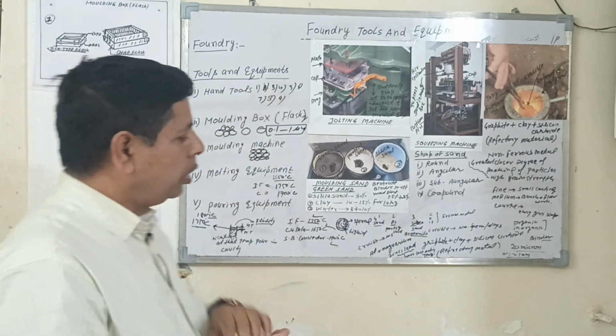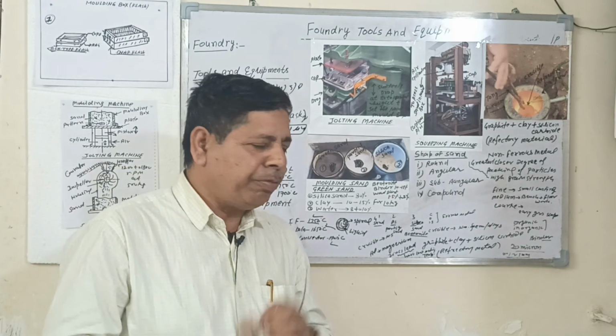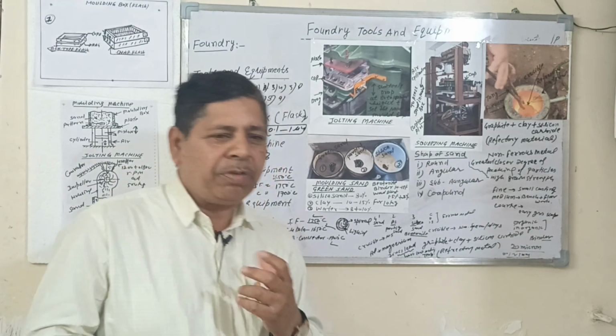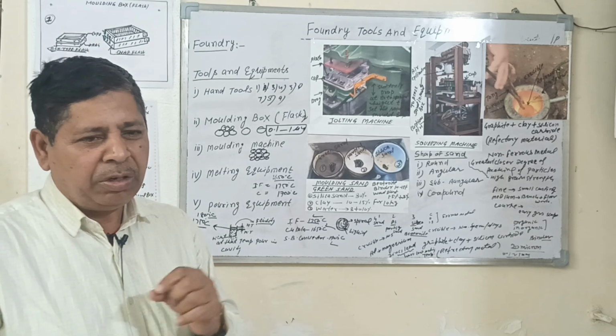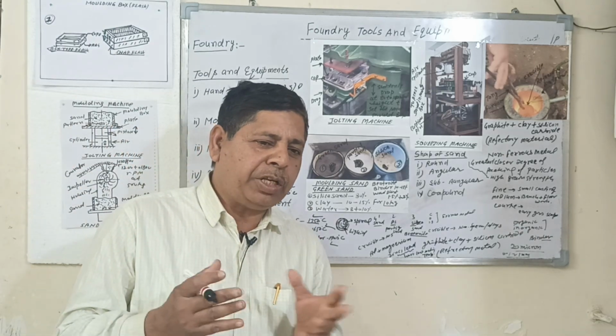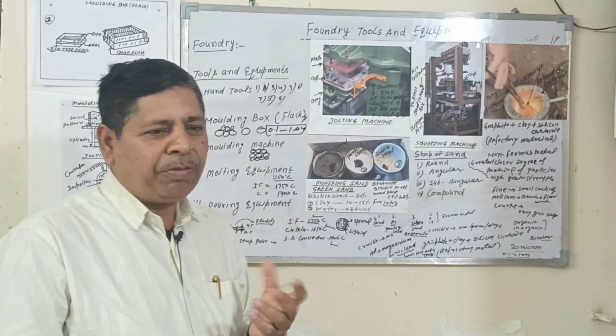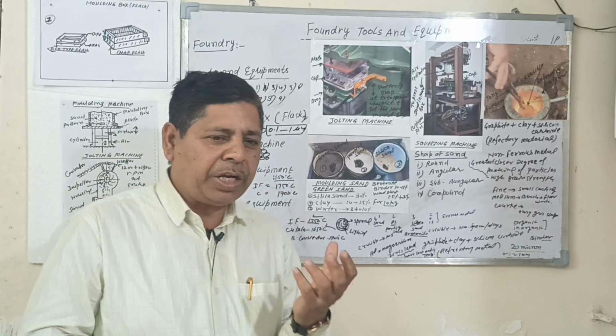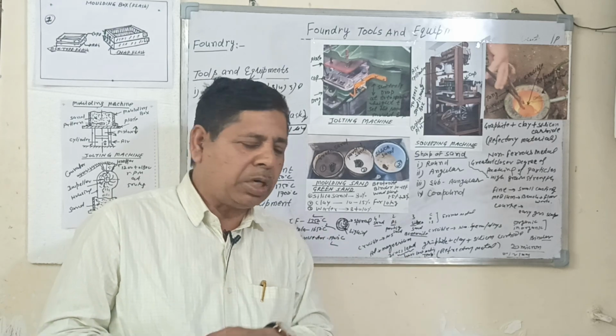Number four is the vent wire. The vent wire is made of steel. One end is a needle and the second portion of the vent wire is fitted with a handle. The vent wire is used for escaping the hot air, the hot air produced from the molten metal.